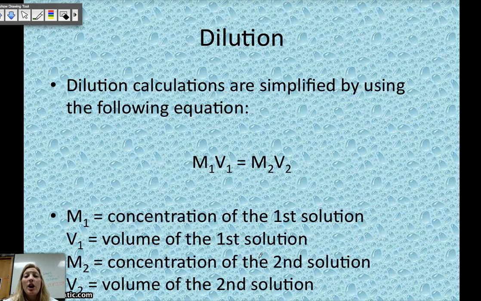Now we can figure out what the new molarity is going to be very easily with this cool little formula. It's simplified by using the first molarity times the first volume is equal to the second molarity times the second volume. So as long as we know 3 of these variables, we can solve for another. So if we have a solution and we dilute it to twice the volume, we can find out what the new molarity is going to be. So let's practice that for a second.